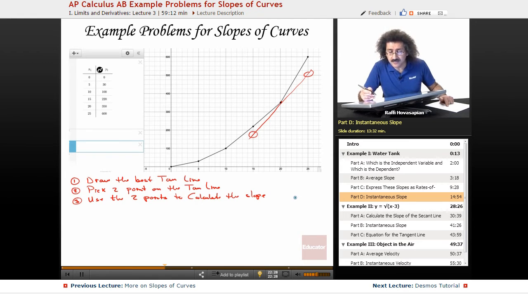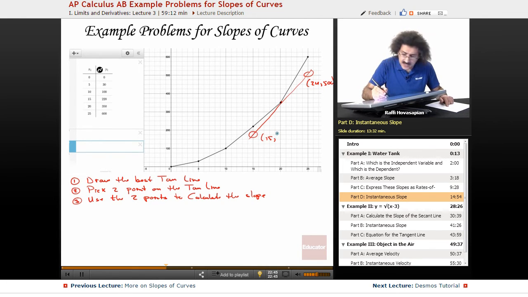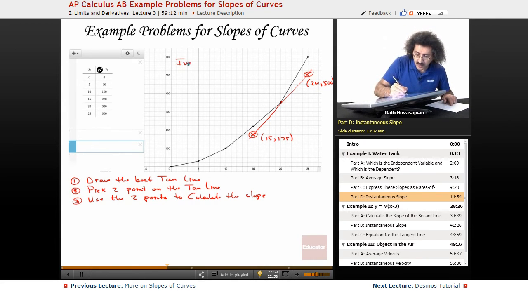The points that I ended up actually picking were 24 and 500. I read them right off the graph. And over here I ended up picking 15 and 175, so at the point 15, I go to 175, so that's that point. Drew my best tangent, picked those 2 points, and now I find my instantaneous slope.